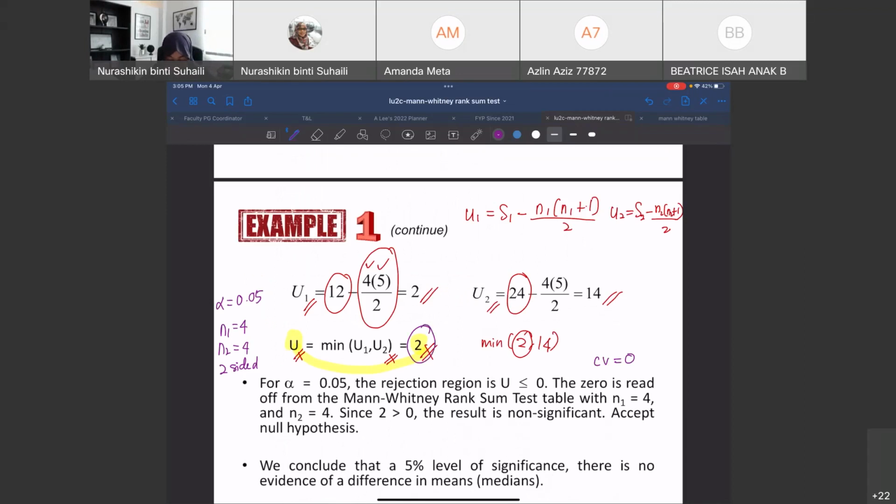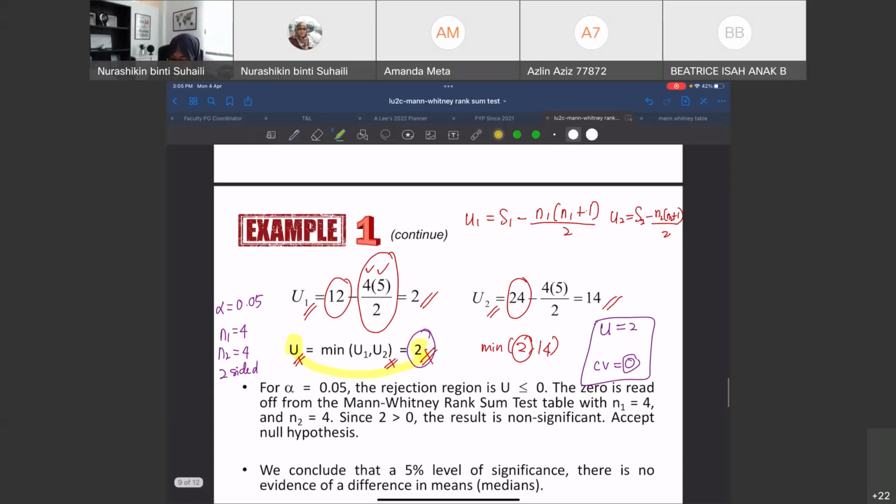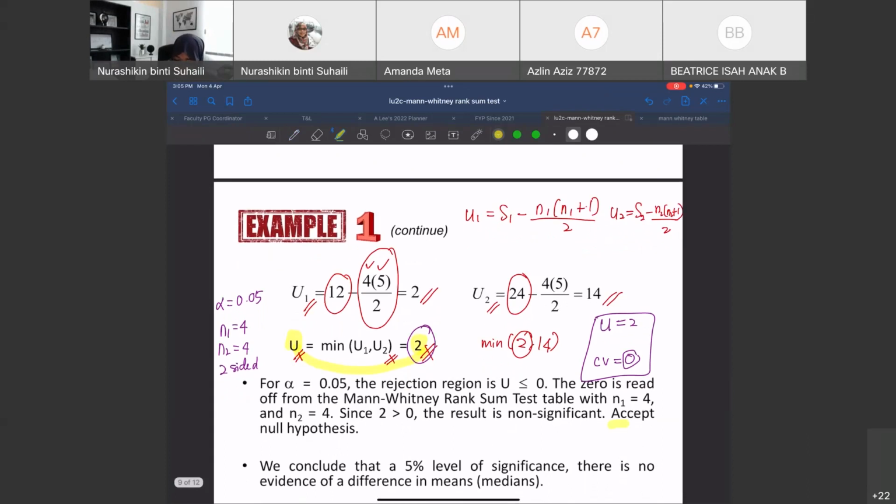If you have a look at the steps just now, you reject the null hypothesis if U is less than CV. So now U is 2, CV is 0, U is greater than CV. So it is the other way around. You have to accept the null hypothesis. That's your decision on this condition.